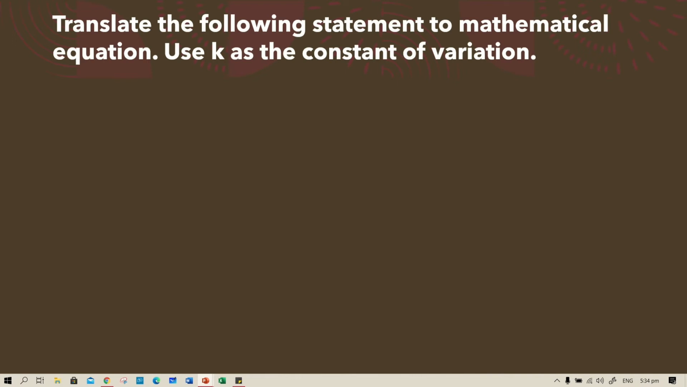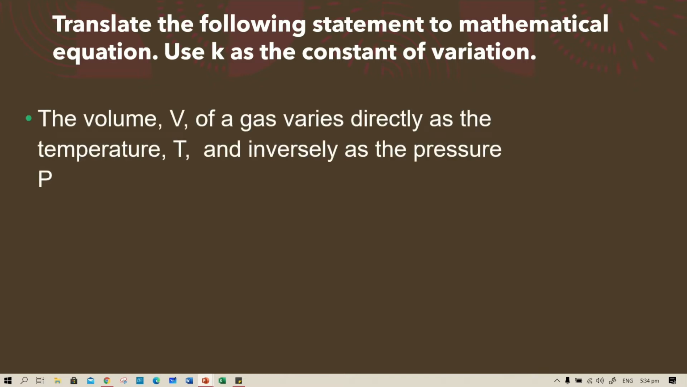Now let's try to translate the following statements to mathematical equations. We'll use again K as the constant of variation. Number 1, the volume V of a gas varies directly as the temperature T and inversely as the pressure P. The answer here is capital V is equal to K, capital T all over capital P.